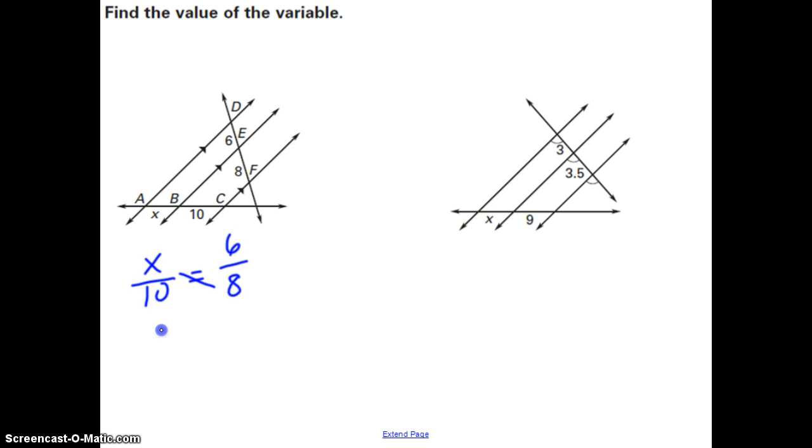Then we can cross multiply. 8x is equal to 10 times 6. Then when we divide by 8, we get x is equal to 7.5.